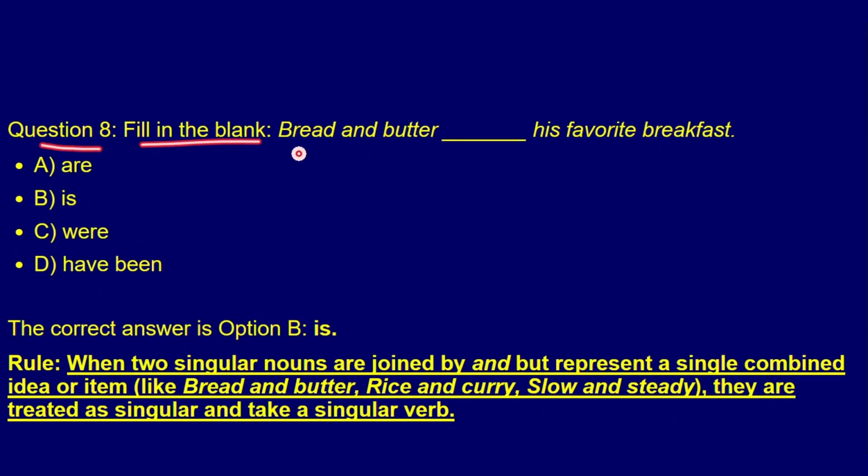Question 8. Fill in the blank. Bread and butter blank his favorite breakfast. A. Are. B. Is. C. Were. D. Have been. The correct answer is option B. Is. When two singular nouns are joined by and but represent a single combined idea or item like bread and butter, rice and curry, slow and steady, they are treated as singular and take a singular verb.